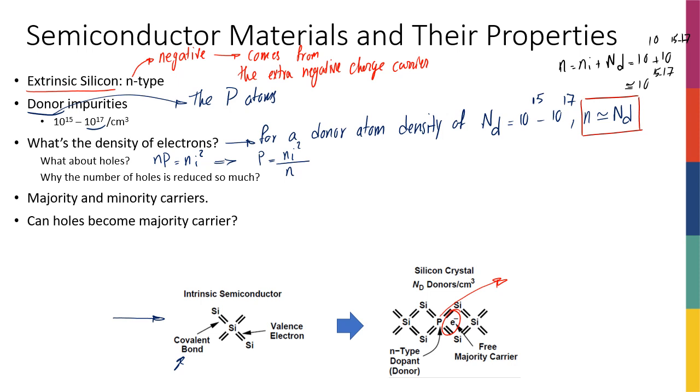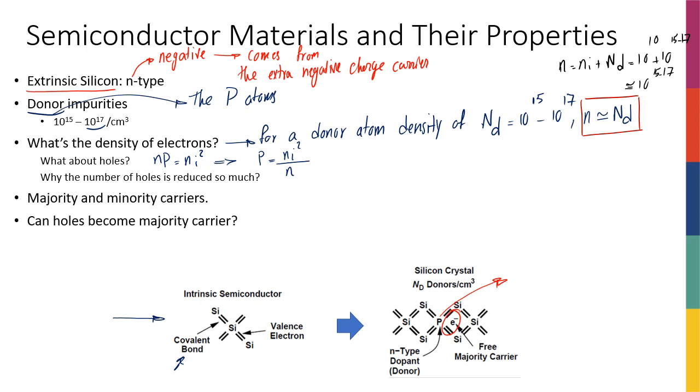That means that the density of holes is going to be somewhere between 10 to the power of 3 to 10 to the power of 5, right? And that kind of raises the question: why is the number of holes actually reduced so much? Yes, I understand why the number of electrons is increased, because I've added all these phosphorus atoms in it. They're going to introduce a lot of free electrons into my crystal. But why has the number of holes gone down so sharply?